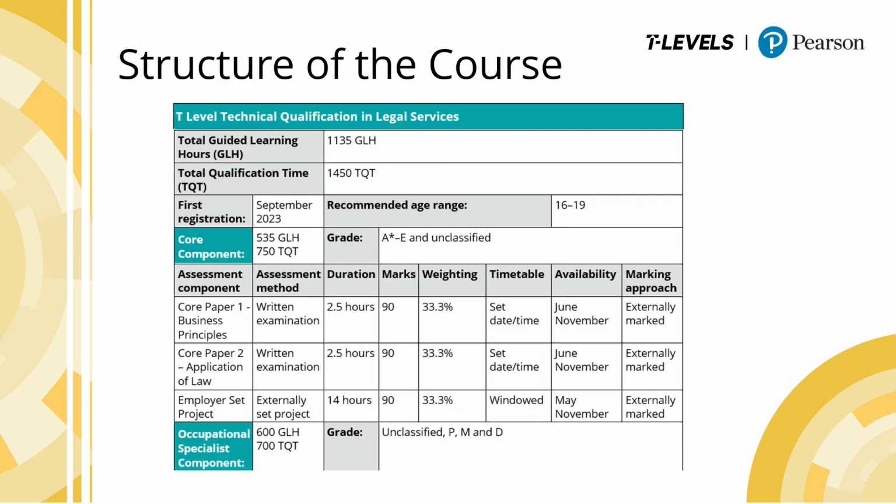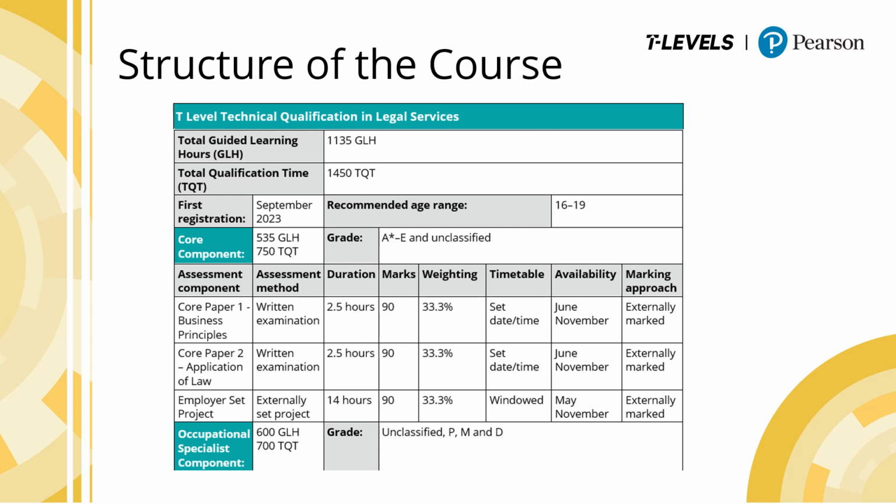The T-Level in Legal Services includes the technical qualification and an industry placement. The requirement for English and Maths at GCSE or Level 2 functional skills has now been removed. There is no need for additional specialist qualifications to be completed for this T-Level. The technical qualification is made up of the core component and one occupational specialism. The core component covers the underpinning knowledge, concepts and skills that support threshold competence in the legal industry. It has 535 guided learning hours and is assessed through 2 externally set core assessments and an employer set project.